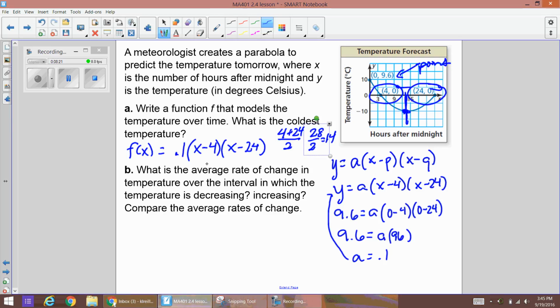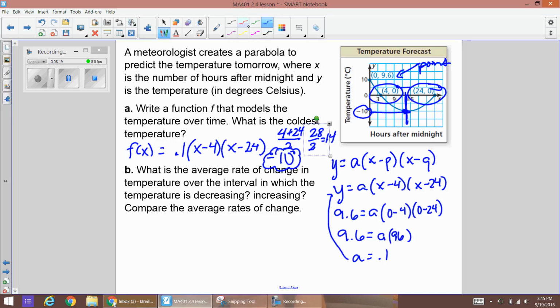So I'm doing 0.1 times the quantity 14 minus 4 times the quantity 14 minus 24. Remember, that's the p plus q over 2. That's where I got 14 from. I plugged it in my calculator and I got negative 10. Does that look like negative 10? Yes, it does. So that's fantastic. So the coldest temperature is negative 10 degrees. I'm going to squeeze that answer there.